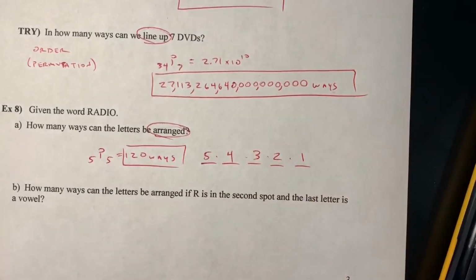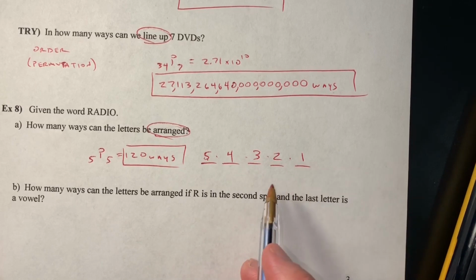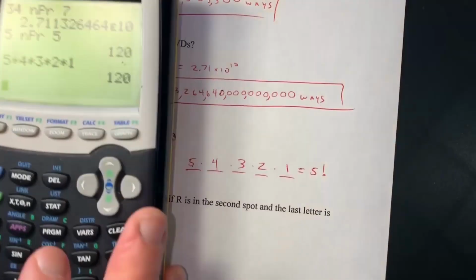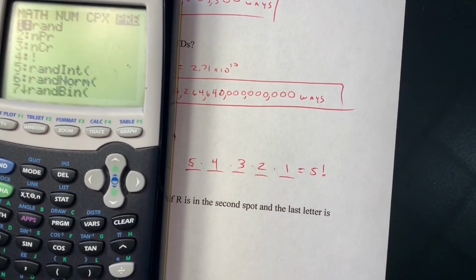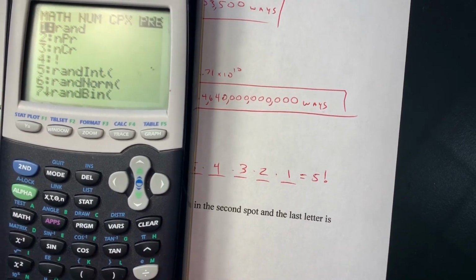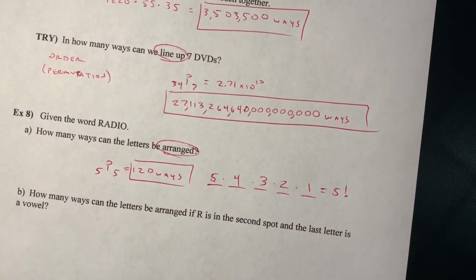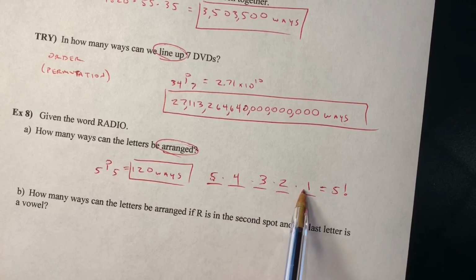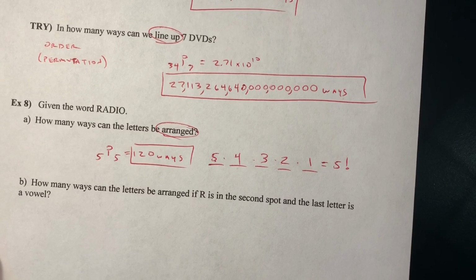Now when I multiply numbers all the way down to 1 like that, that is the same as doing 5 factorial. So 5 factorial is also 120. So there's 3 different things I could do. 5P5, 5 times 4 times 3 times 2 times 1, 5 factorial. They all give me 120 ways.